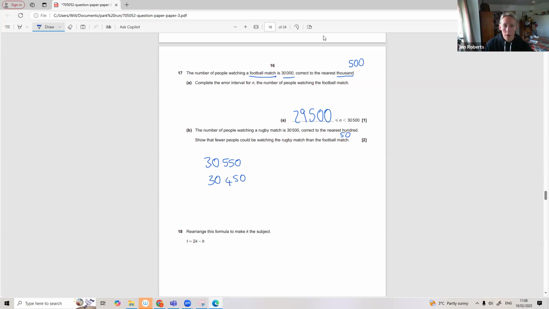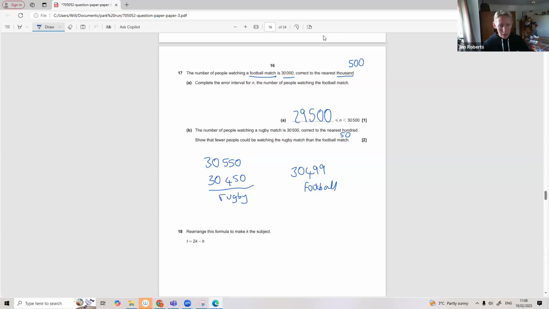And our lower bound is 30,450. So we could have this many people watching the rugby match. And we could have, well, just under this, you might have 30,499 watching the football. So I have shown here we could have fewer watching the rugby than the football.